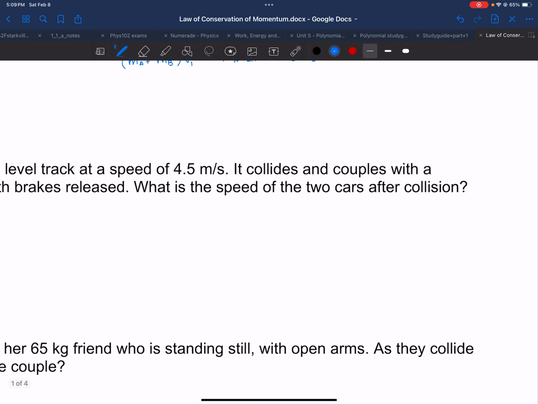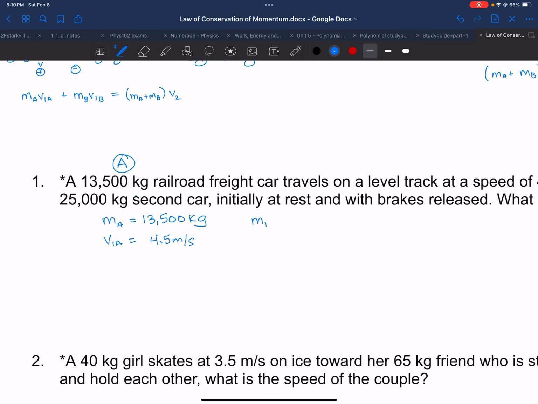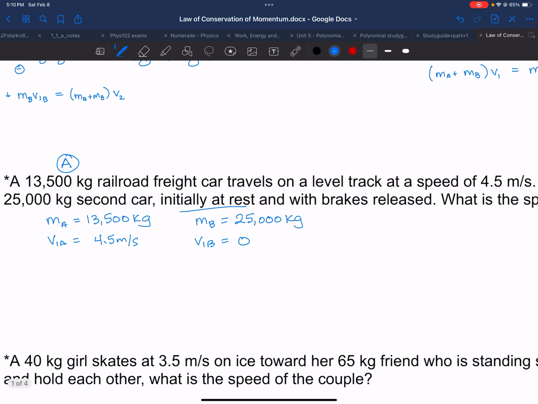It collides and couples. So when you have a coupling of two railroad cars, it's not quite like a tow hitch, but it's kind of similar where one will catch the other. So they collide and stick together. You have a second rail car, so that's mass of B, which is 25,000 kilograms. Initially at rest, so the velocity 1 of B is going to be 0. That's the only number that you can have naked numbers. And with its brakes released, so we want to make sure there's no additional force that's preventing it from moving.